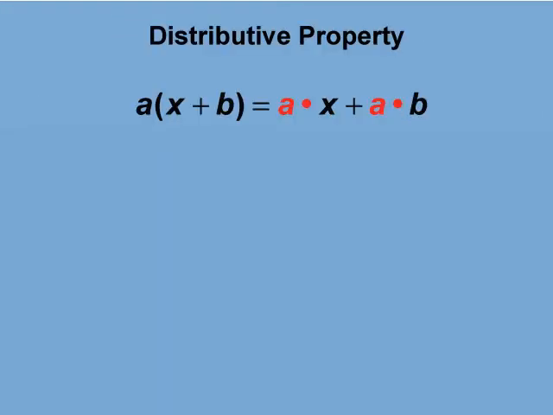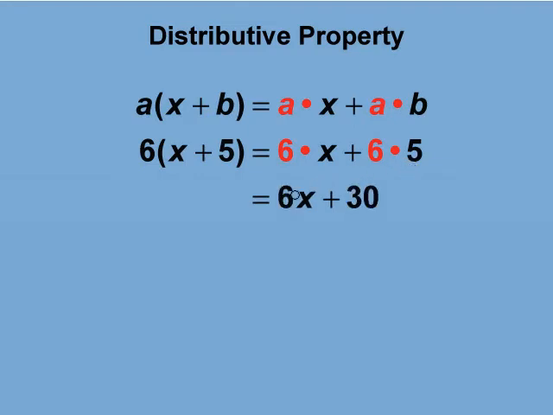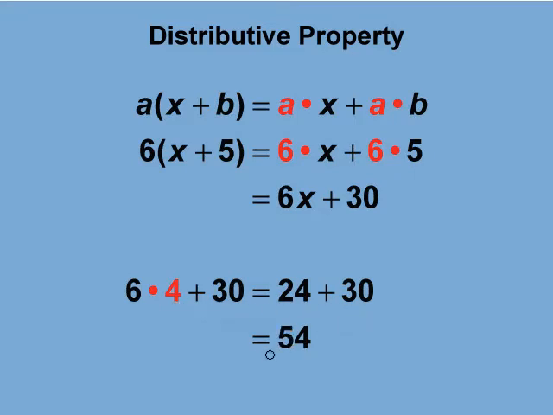Using the distributive property with an expression of this form, has the a term distributed to each of the terms in the variable expression. So we take 6 and distribute it to the x and 5 as shown here. The result is 6x plus 30. We evaluate the expression for x equals 4, as shown here. We get 24 plus 30, which is equal to 54.